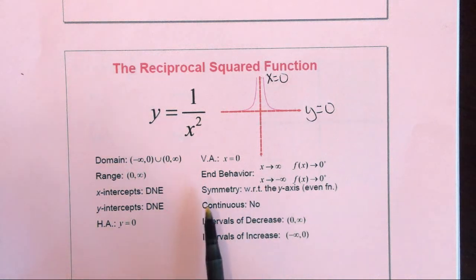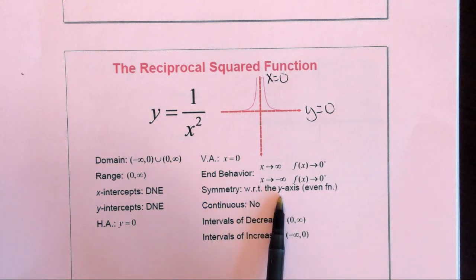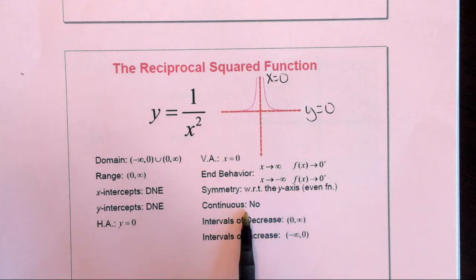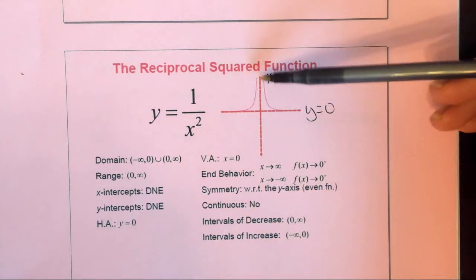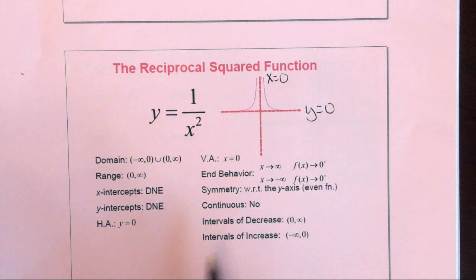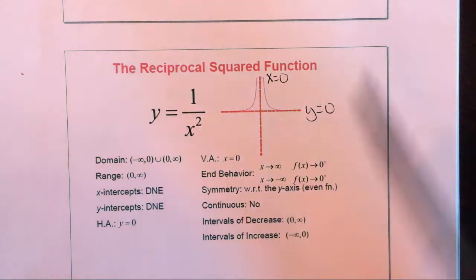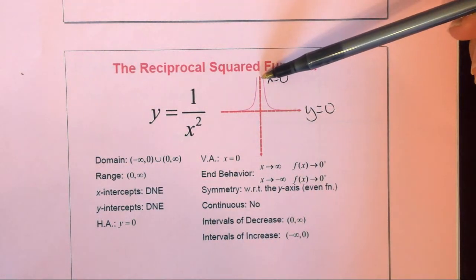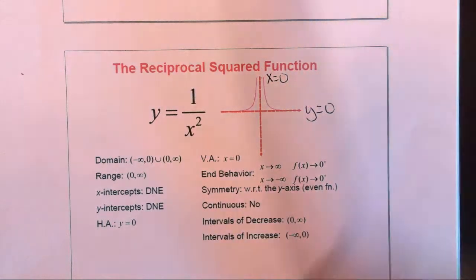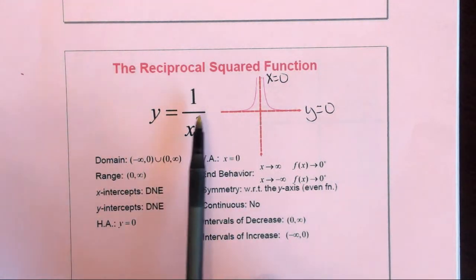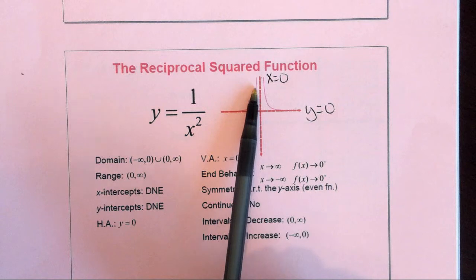This is not symmetric to the origin. It's symmetric to the y-axis, which means it's an even function. This one is also not continuous because we have these asymptotes. The function is decreasing from 0 to positive infinity, but this one actually increases, and it's increasing from negative infinity to 0.